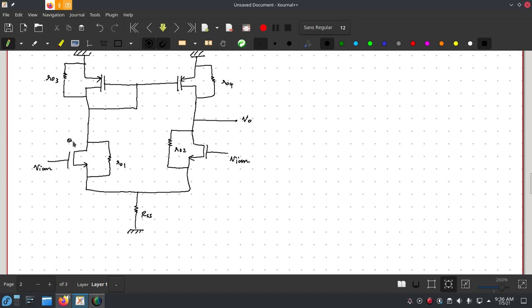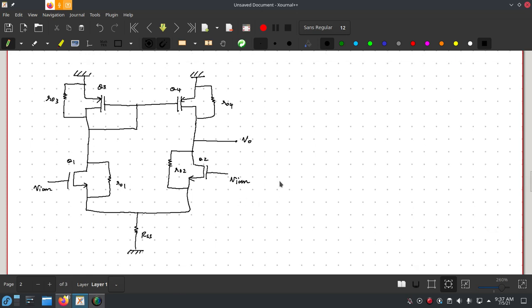So this is Q1, Q2, Q3, and Q4. Alright, now I have to find out what is V0 by VICM. From that I have to find out what is CMRR. So first let me slightly modify this diagram.